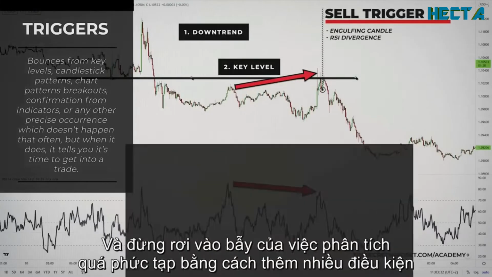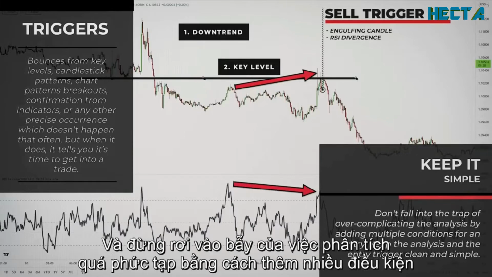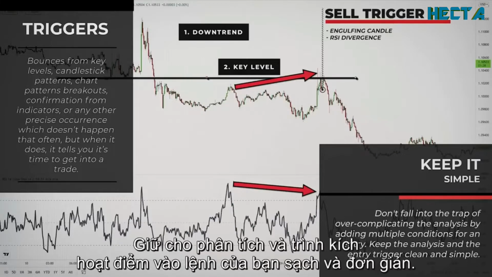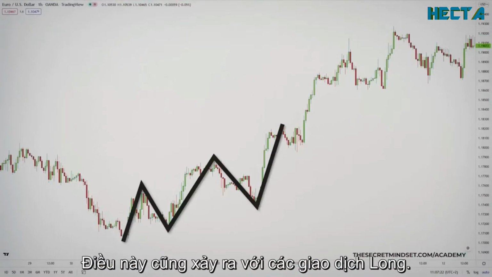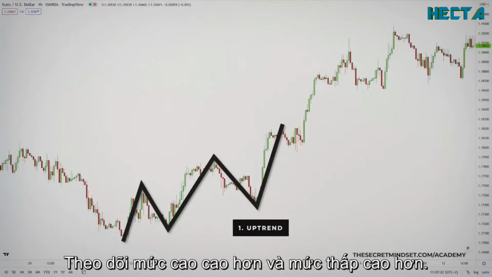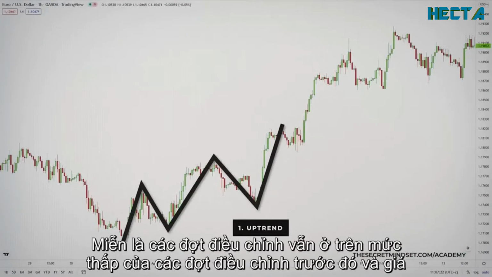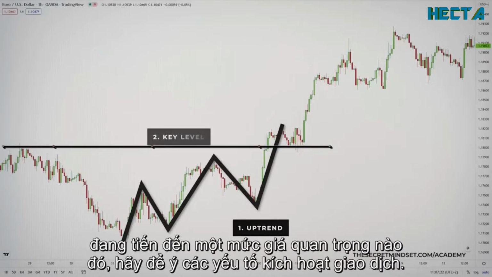And don't fall into the trap of overcomplicating the analysis by adding multiple conditions for an entry. Keep the analysis and the entry trigger clean and simple. The same goes for long trades. Watch for higher highs and higher lows. As long as the corrections stay above the low of the prior corrections and price is approaching some important price level, watch for trade triggers.